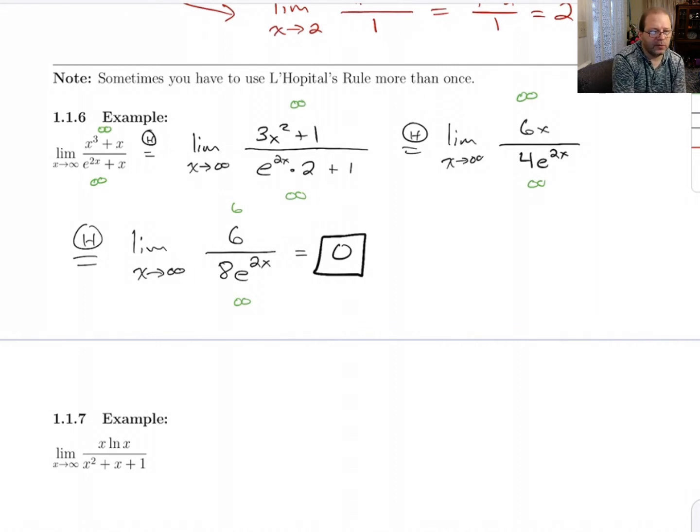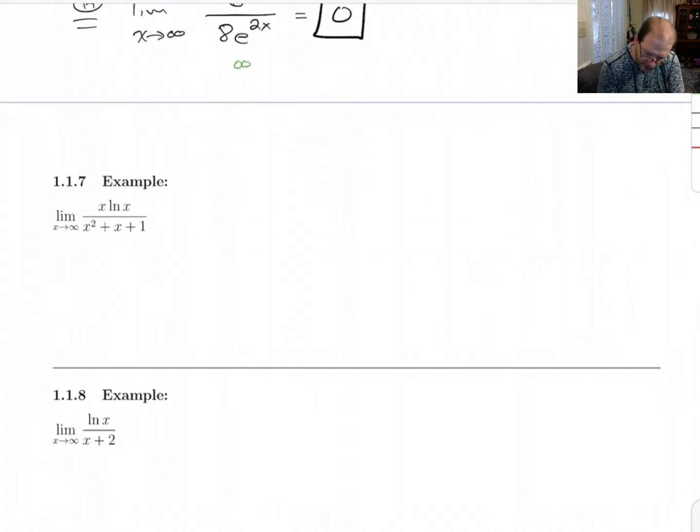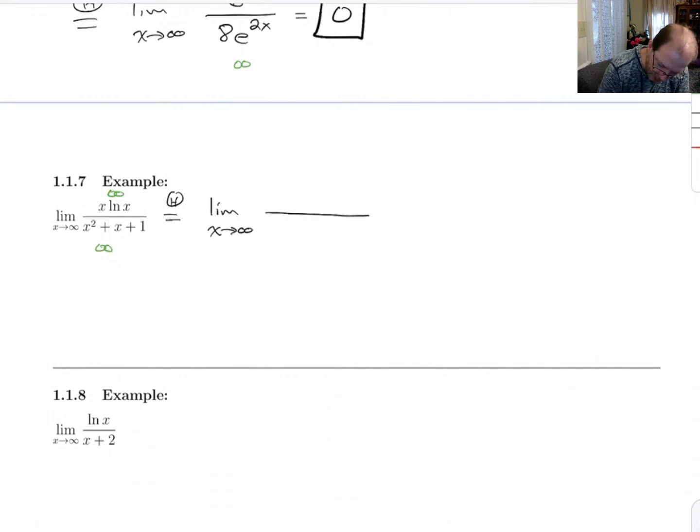Let's look at 117. The limit as x goes to infinity, this time we've got x natural log x over x squared plus x plus 1. When x goes to infinity, both of these guys go to infinity. So the top goes to infinity, the bottom goes to infinity. So by L'Hopital's rule, the bottom is going to be nice and quick. The derivative of that's 2x plus 1.